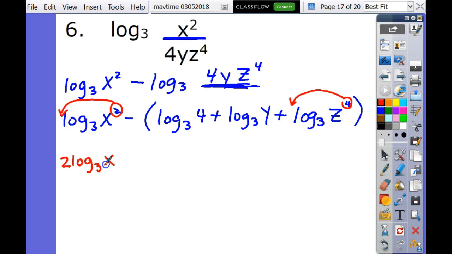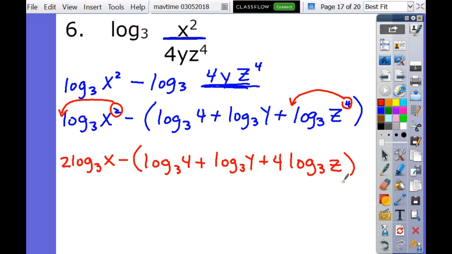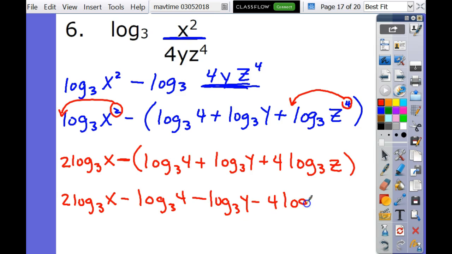2 log 3 of x minus parentheses log 3 of 4 plus log 3 of y plus 4 log 3 of z. You can write the answer like that, or you can distribute the negative. So you can write the answer like this or like that. Both of those would be considered correct answers.